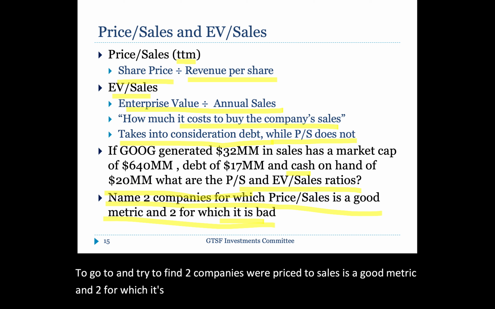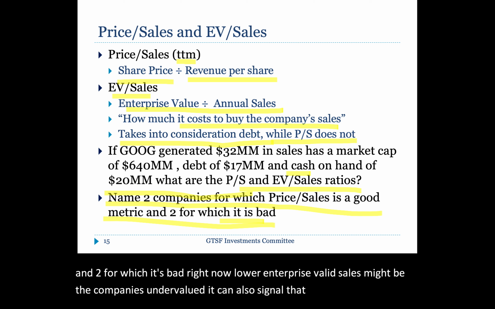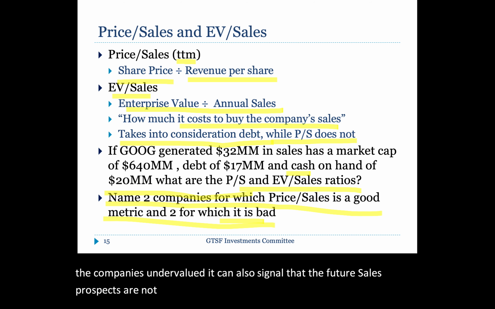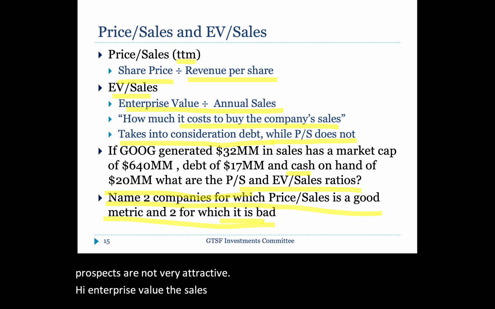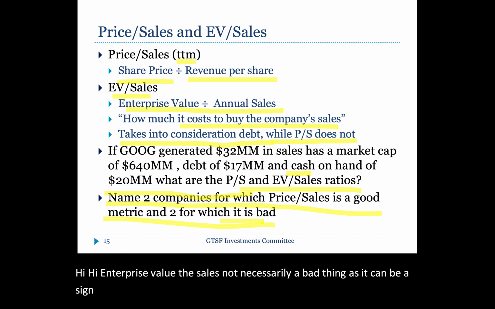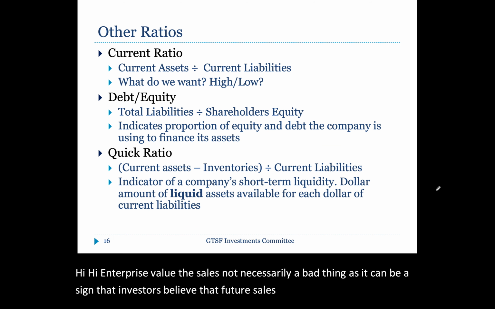Right? Now, lower enterprise value to sales might mean the company is undervalued. It can also signal that the future sales prospects are not very attractive. High enterprise value to sales, not necessarily a bad thing, as it can be a sign that investors believe that future sales will greatly increase.